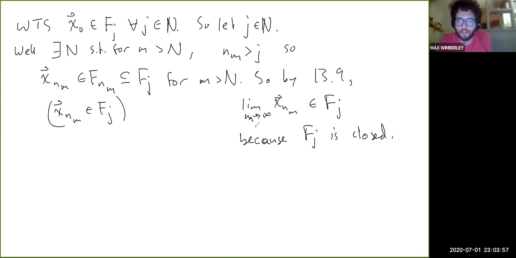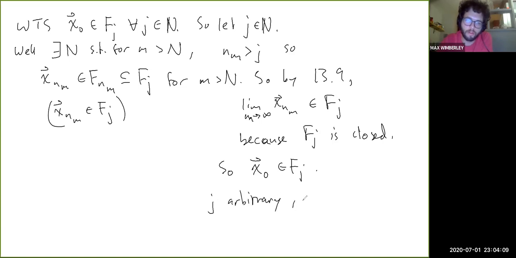So this tells us that X naught is in FJ, since J was arbitrary. That tells us that X naught is in F. So that's the proof that the infinite intersection of non-empty closed bounded sets is also non-empty and closed and bounded. The non-emptiness is really what's important here.